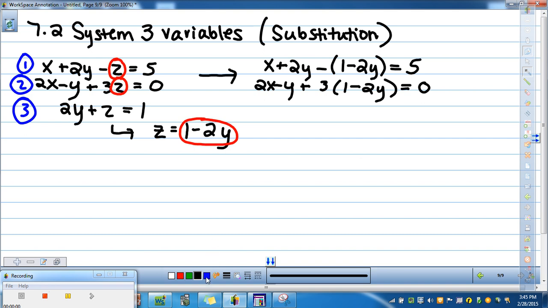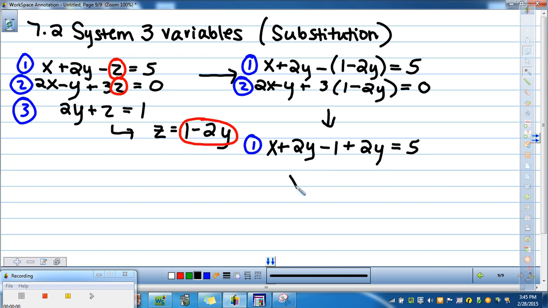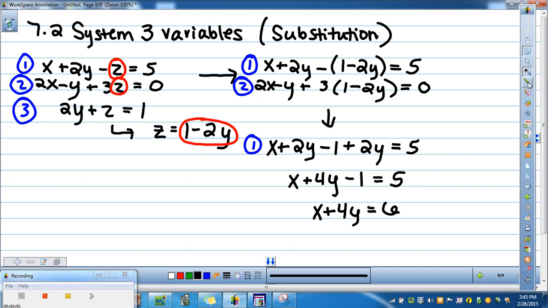Now we will simplify each of our equations 1 and 2. So simplifying equation 1, as I said, we will distribute that negative sign. Combine like terms, and move the 1 over to the other side. Add 1 to both sides, giving us x plus 4y equals 6.